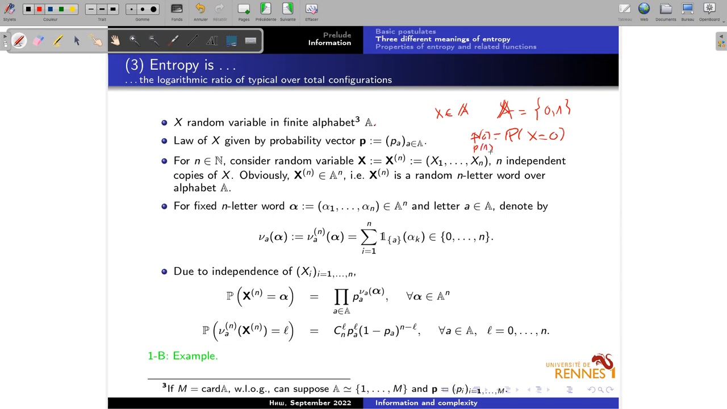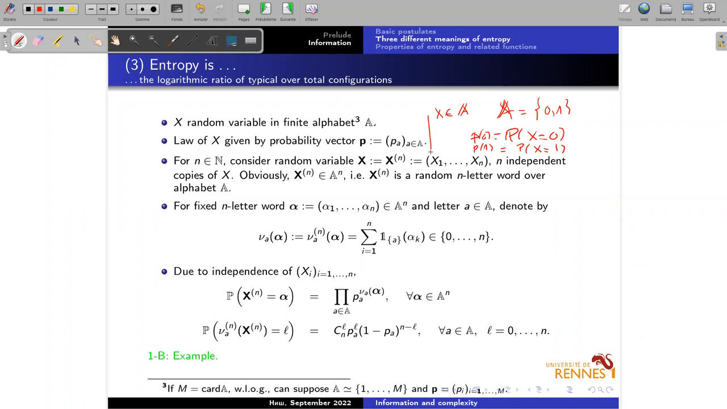And P1 with probability P1 will be 1. So the meaning of these two phrases is precisely this. If X takes values in a set of bits, for instance, it will be like that. If it takes values in the normal alphabet, it will be the probability of obtaining every letter.